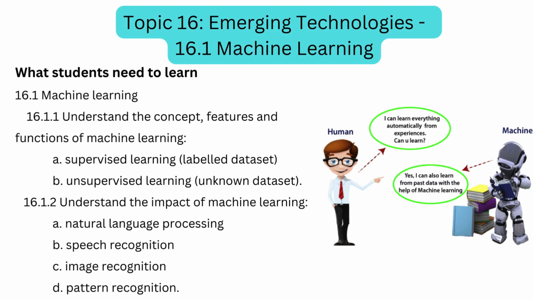Okay, so let's focus on today's lesson, that is topic 16. Under topic 16, which is emerging technologies, we have 16.1, machine learning. So the focus today is on 16.1 machine learning. Basically, we need to know what machine learning is, features of machine learning, the two main machine learning types, supervised and unsupervised learning, and we are going to compare the two learning methods, and then see the impact of machine learning and its possibilities to individuals, organizations, and to society.